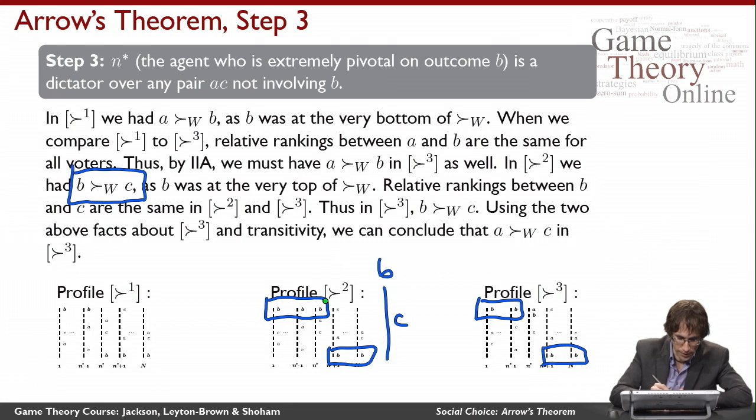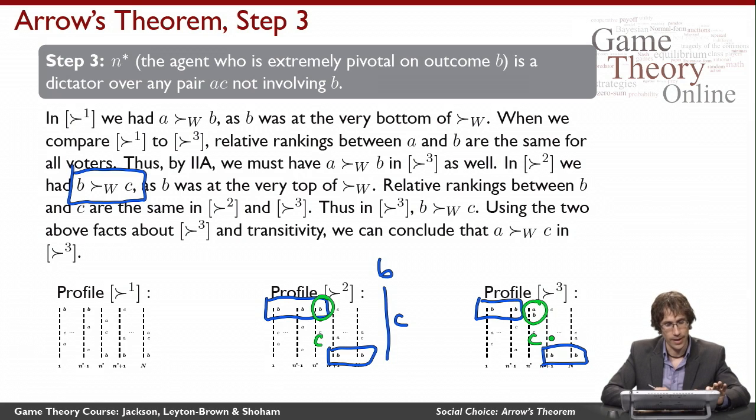And for n star, things are a little bit different. N star used to have B in the very top position here, and here he has B in the second position, but the thing above it is A. So in both cases, wherever C is, it's somewhere downstream. And so, again, we see that because the relative rankings are the same in both places, the social ordering must again be the same. So here the social ordering says B is higher up than C, and so here it must also be that B is higher up than C in the social welfare ranking.